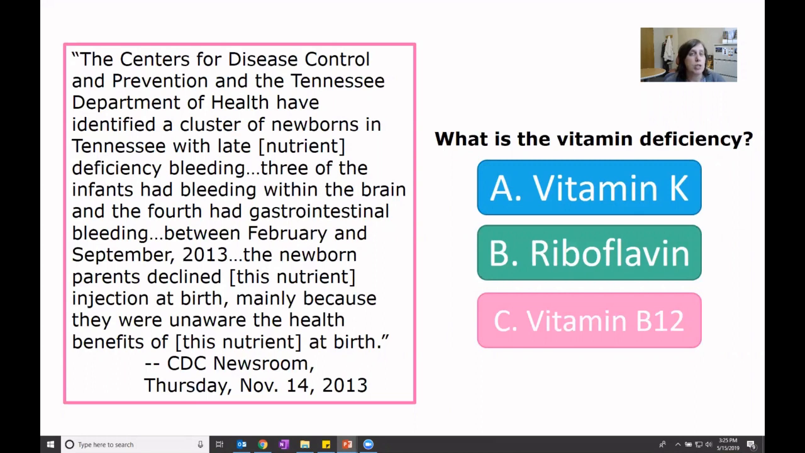And this is true. When babies are born, they need vitamin K. And if they don't get it, they're going to potentially have issues with blood clotting and have a bleeding disorder, and it can happen in the brain, just like this case showed, and also the GI tract. So we really want to encourage parents to make sure that their newborns are getting that vitamin K shot.